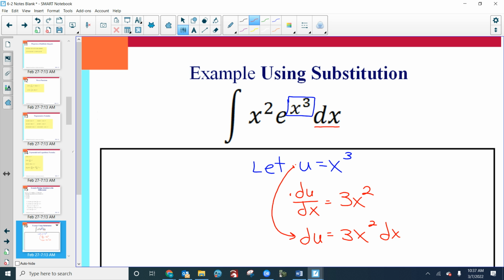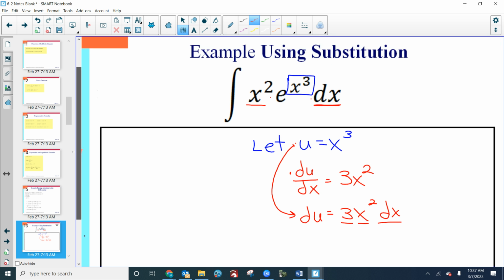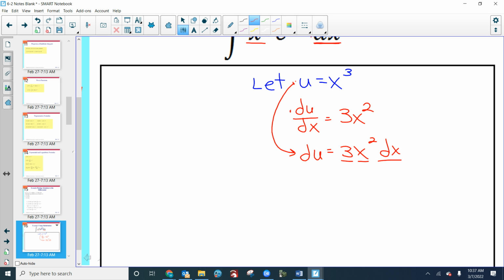Are you ready? I have 3x squared dx. I look up to my integrand. These are all commutative. I have an x squared dx. What's the problem? I want this 3x squared dx turned into x squared dx. Do you agree? I don't want the 3 there. How do I get it to just be x squared dx? Multiply both sides by 1/3. So 1/3 du equals x squared dx.